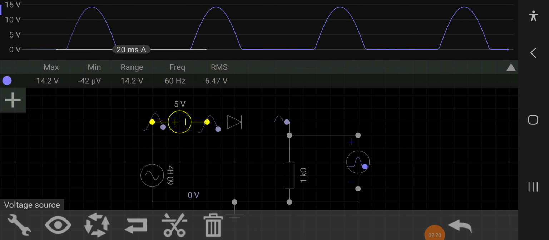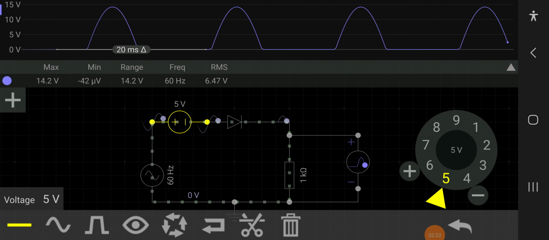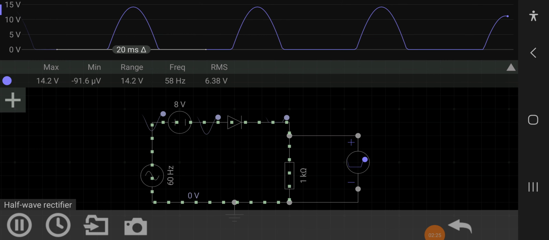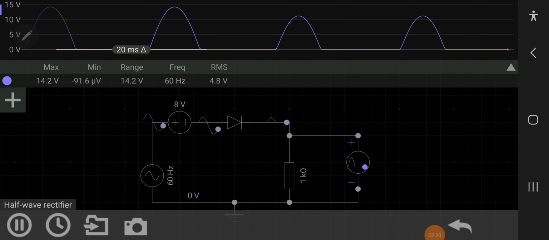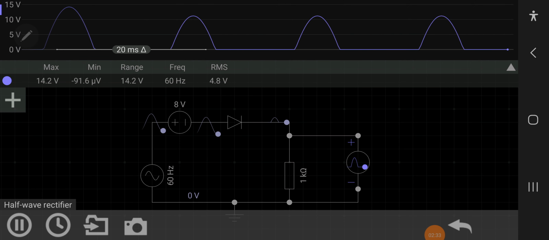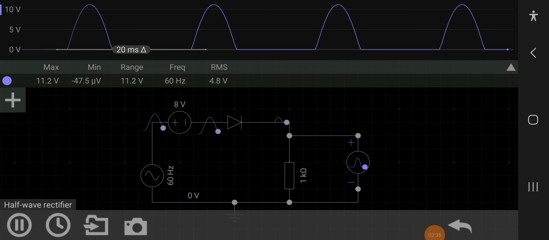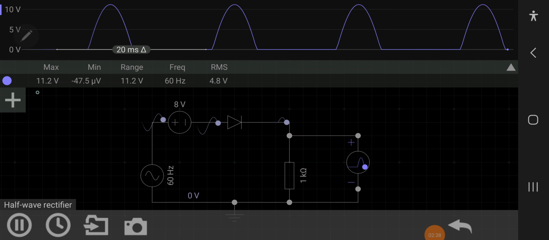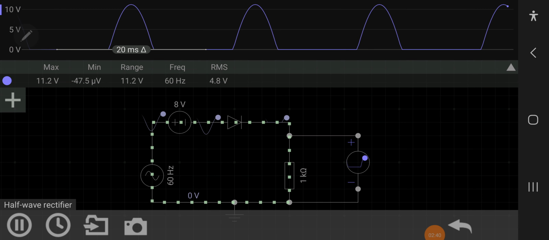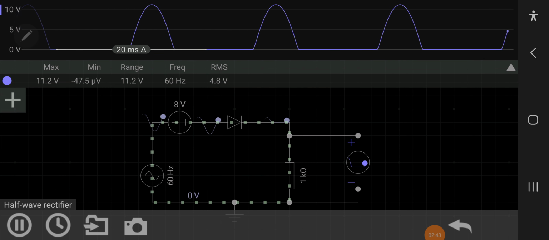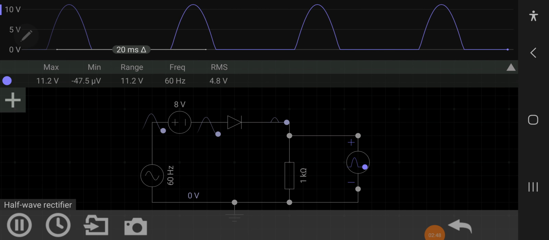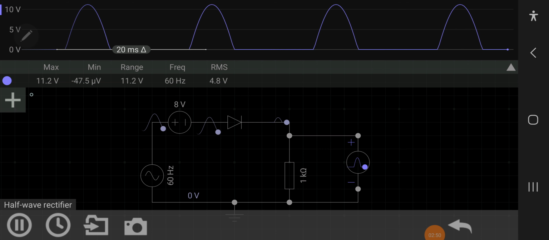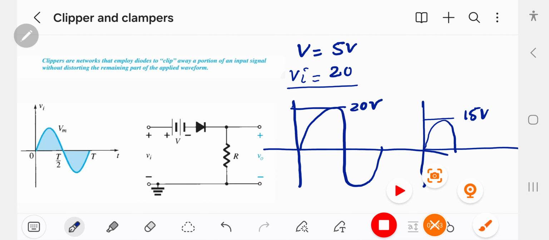For example, if we change this value to 8 volt, what happens to the waveform? Here we got 11.2 volt. So 8 volt is clipped with a potential barrier of 0.7 volt and other voltage drops, so we got a value of 11.2. So we discussed a series based clipper.